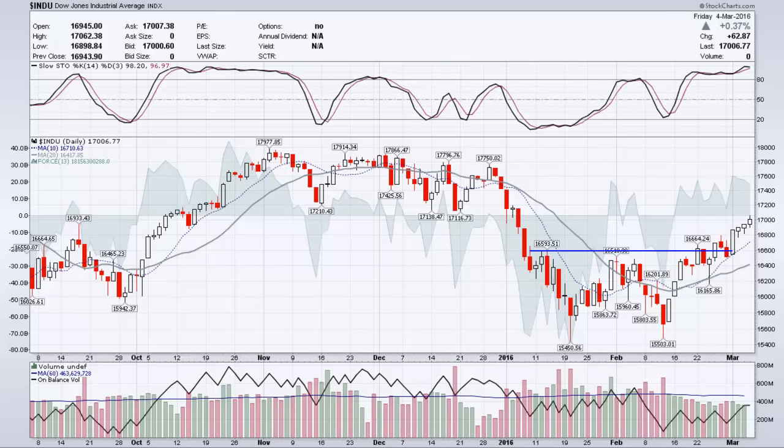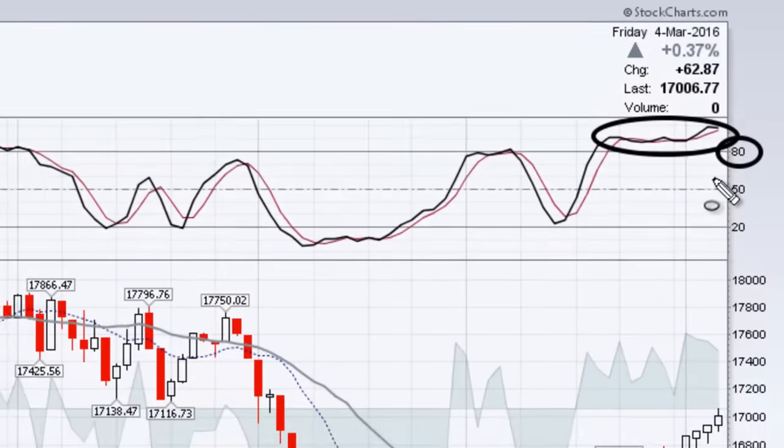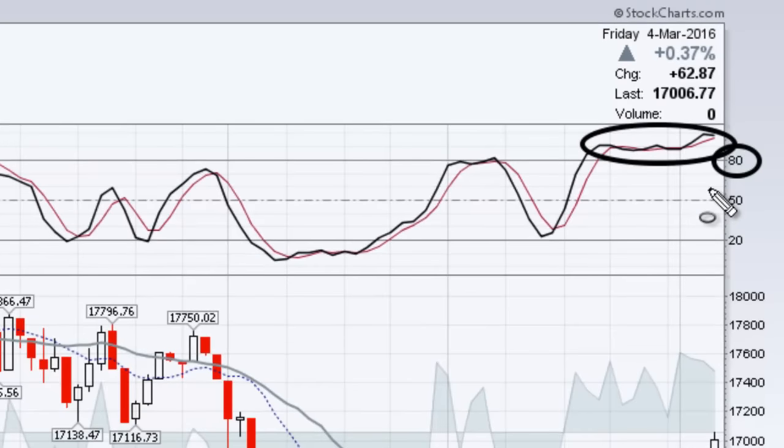Alright, now I've just said we're not there yet. Let me show you why I think that. Here's the main thing. Looking up here at the slow stochastic, you see up there the 80 line. There's two different ways to read that slow stochastic, or any of your momentum indicators or oscillators: analyzing it from a momentum perspective or overbought, oversold. In this particular case, what you're seeing here is momentum, and this is not an overbought, oversold situation.